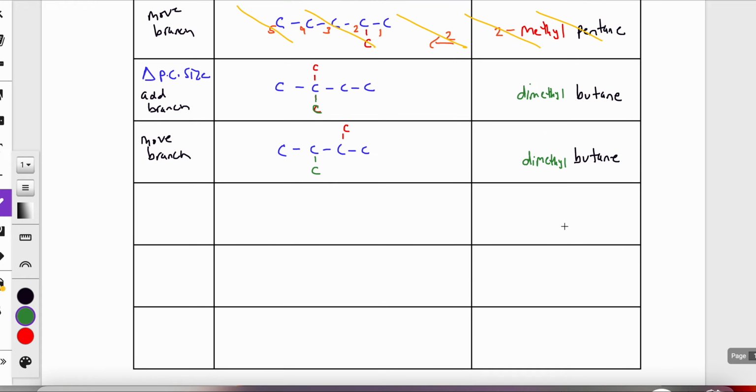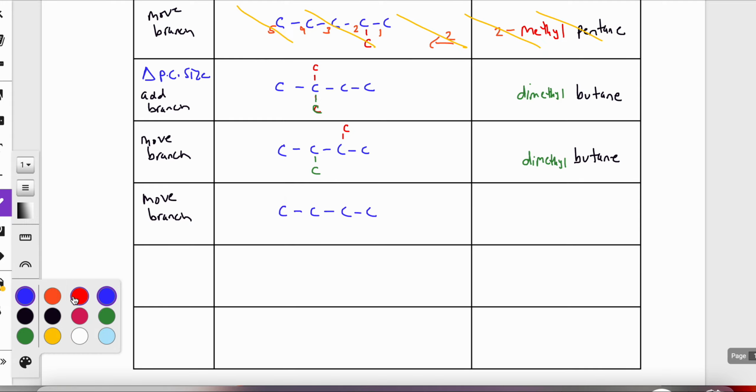All right, so now next step, move a branch. So I'm going to keep my 4 carbon chain just like I have. 4 carbon parent chain. I already moved that red one once, so I'm going to keep it in its spot. And now I'm going to move the green one. So when I take a look at this, I still have a 4 carbon parent chain, so it is still called butane.